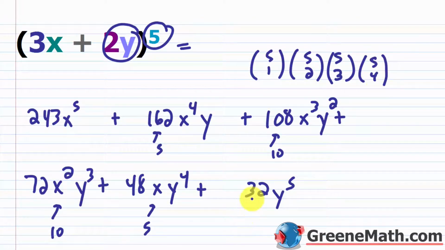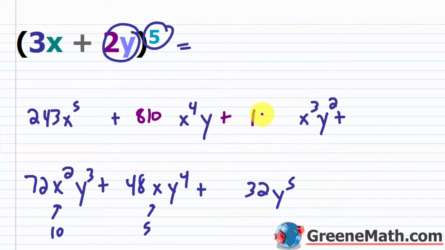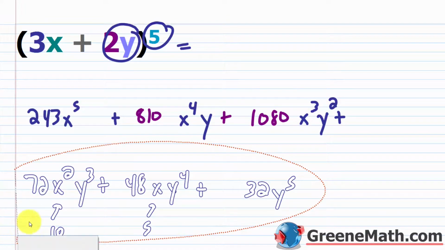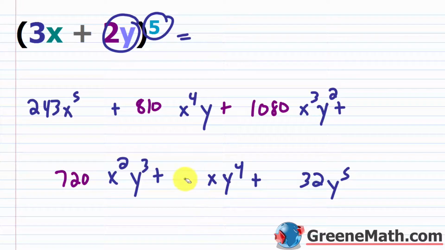Okay, so let's just get rid of this and let's do our multiplication. So this stays unchanged. 5 times 162 is 810. 10 times 108, let me just slide this down, would be 1080. And then 10 times 72, let me just slide this down real quick, would be 720. 5 times 48 would be 240, and that's it, we're done.